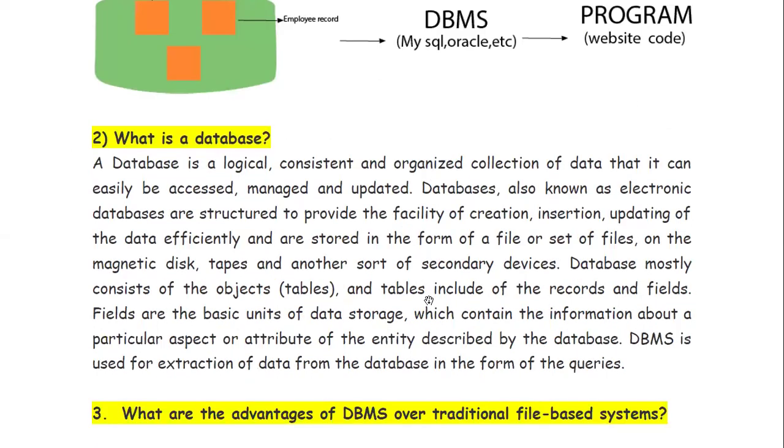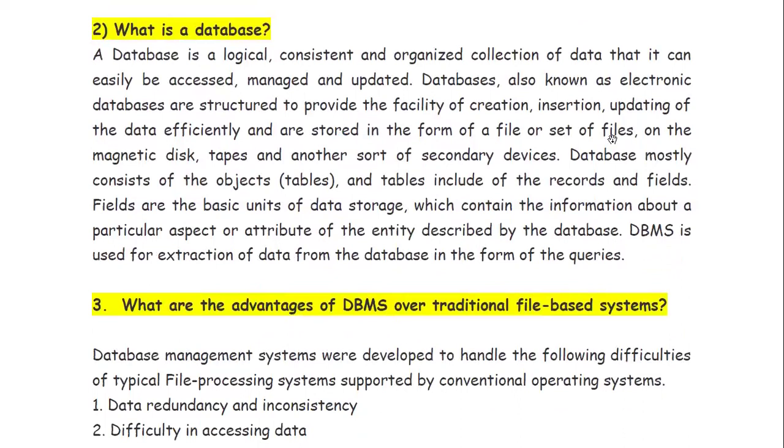Then what is a database? A database is a logical, consistent, and organized collection of data that can be easily accessed, managed, and updated. Databases, also known as electronic databases, are structured to provide the facility of creation, insertion, and updation of data more efficiently, and are stored in the form of a file or set of files on magnetic disks, tapes, and other sorts of secondary devices. I hope you all know about the secondary devices. I am speaking about memory devices, right? Primary and secondary, this classification, I hope that you are all aware of.